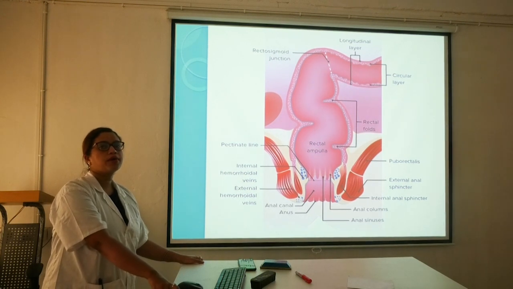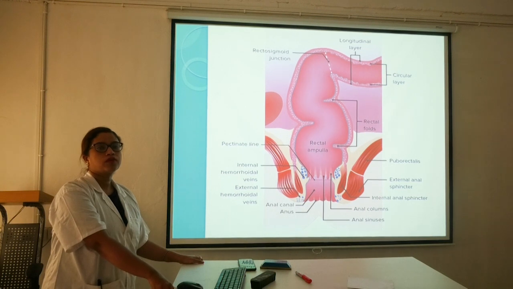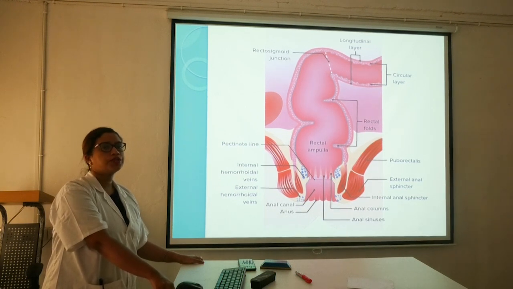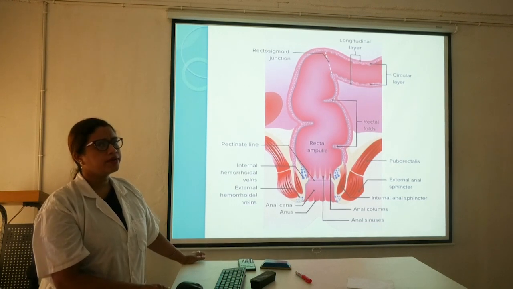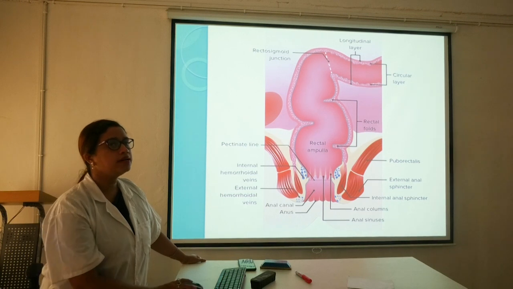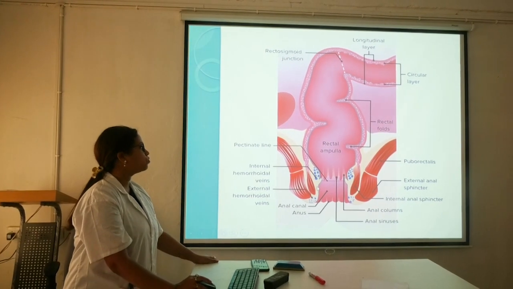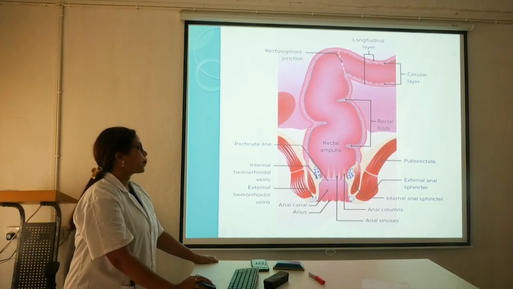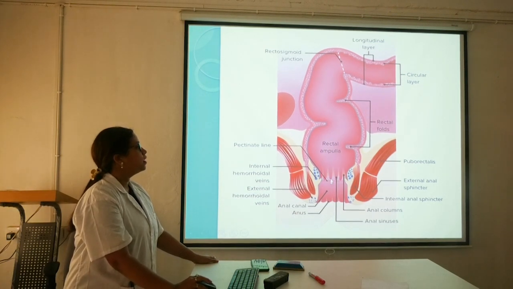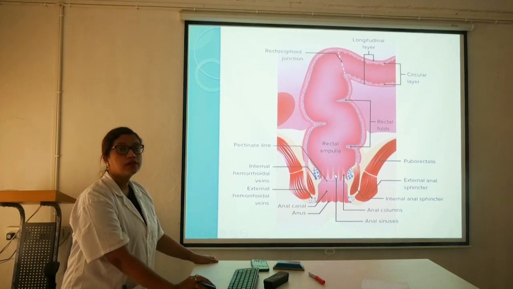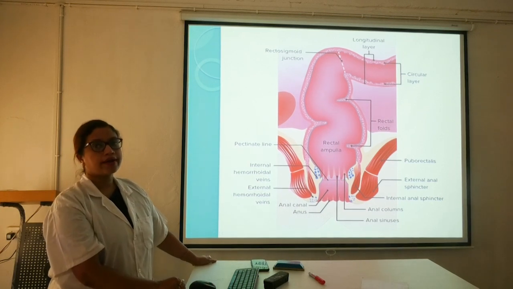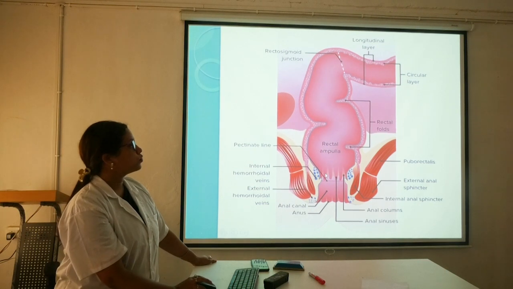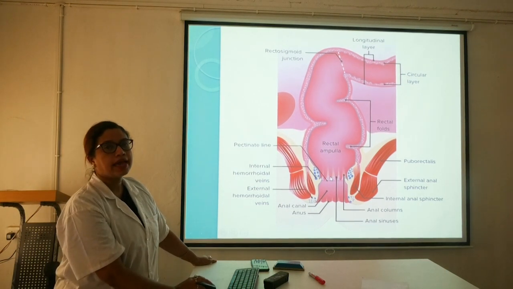What is the definition of hemorrhoid? Excessive bleeding produced by the venous or arterial network. The venous network is present in this anal canal. You could see these are the venous plexus. And here, what is this? This is known as anal columns. It is also known as Morgagni's part. In between them there is one space, which is known as the anal sinus.